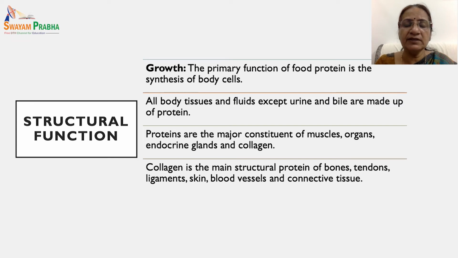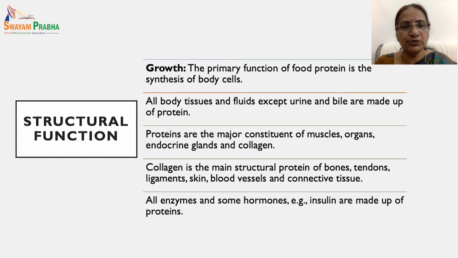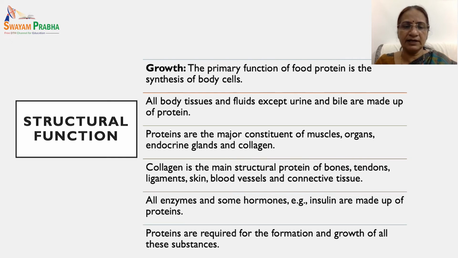Collagen is the main structural protein of bones, tendons, ligaments, skin, blood vessels, and connective tissues. All enzymes and some hormones, for example insulin, are made up of proteins. Proteins are required for the formation and growth of all these substances. During periods of rapid growth, additional proteins are needed for synthesis of body components.